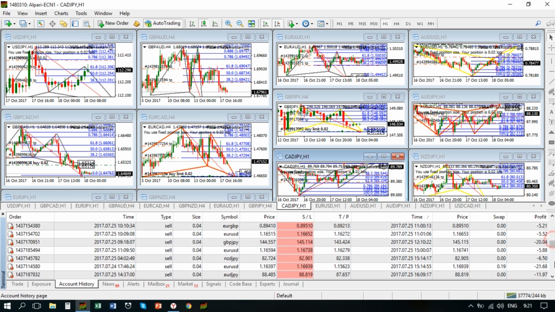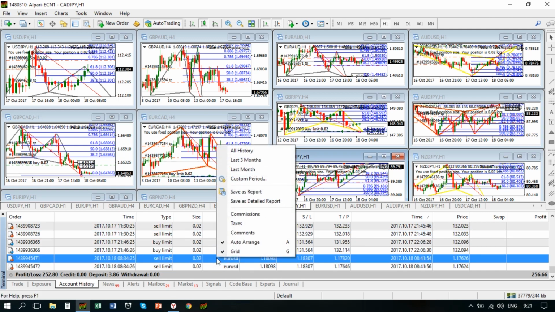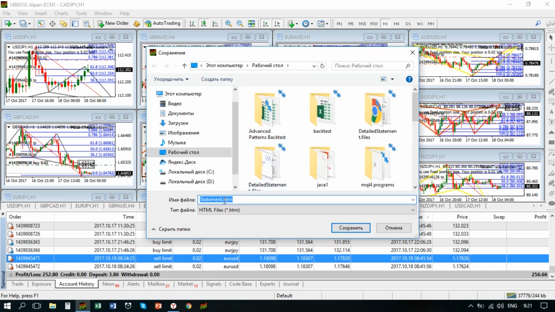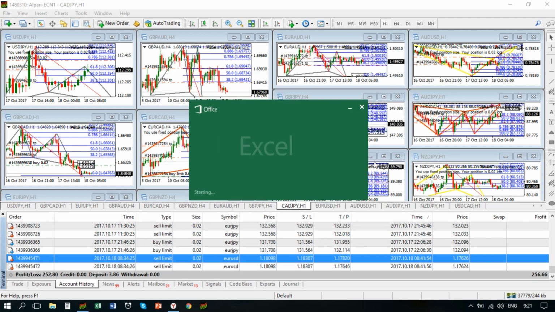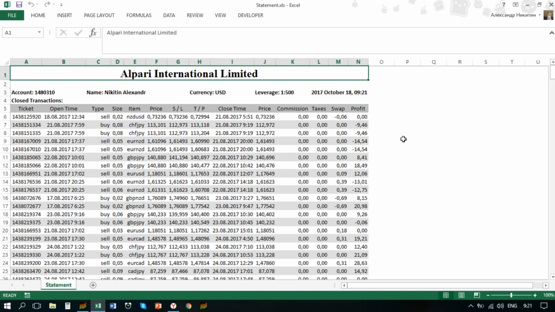The trades are downloaded from my broker's server, you can see them, and let me export this trade. Save as report. It is pretty simple. Let me change this into XLS. You will see in a second why I need that, because we need to do some changes. We will delete some cancelled trades.